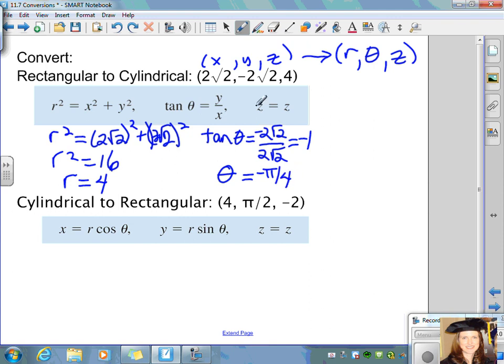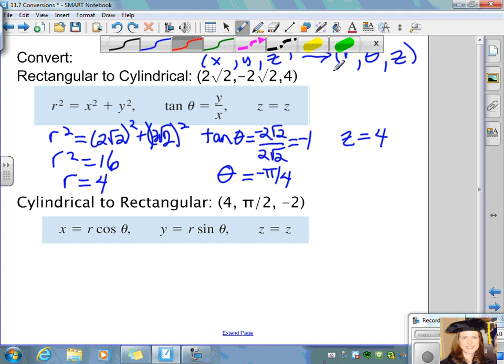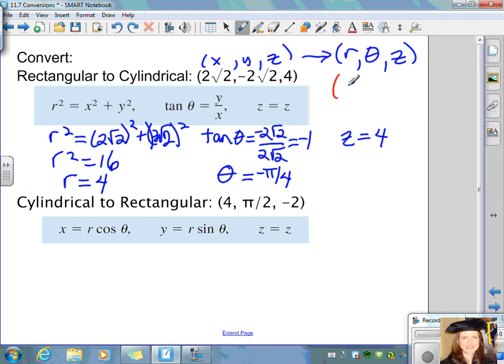And then the last conversion equation is z. z simply converts to z, so z is going to be the same thing in rectangular and cylindrical. So our point located in the cylindrical coordinate system would have a radius of 4, an angle of negative pi over 4, and a z of 4. Now it is a good idea to sketch these points in space and make sure that this angle theta is the correct angle, because when you do the inverse tangent, it gives you the reference angle.